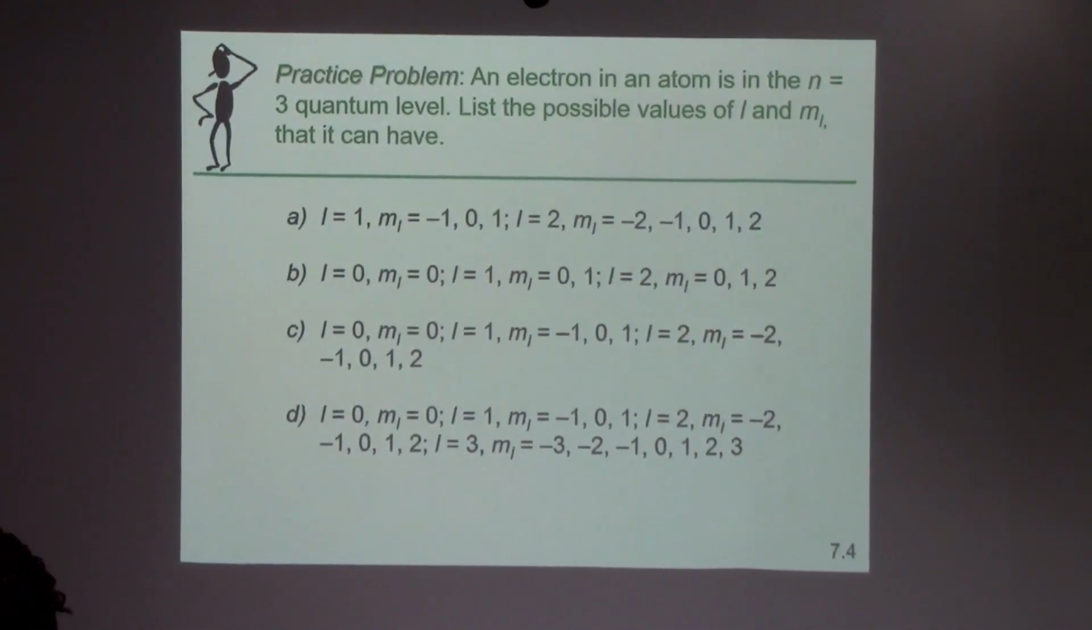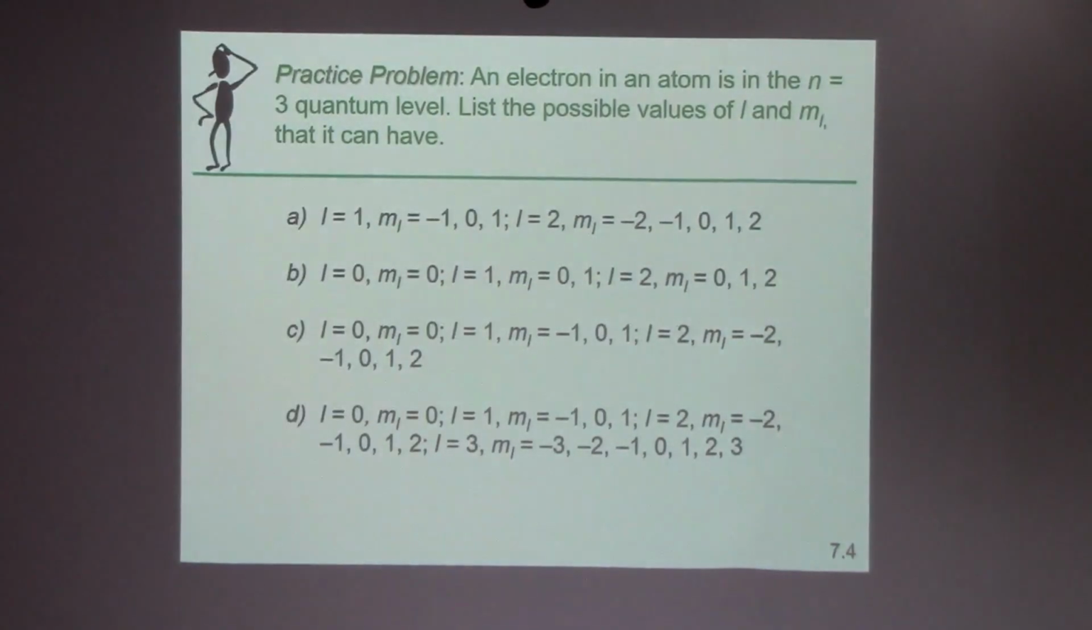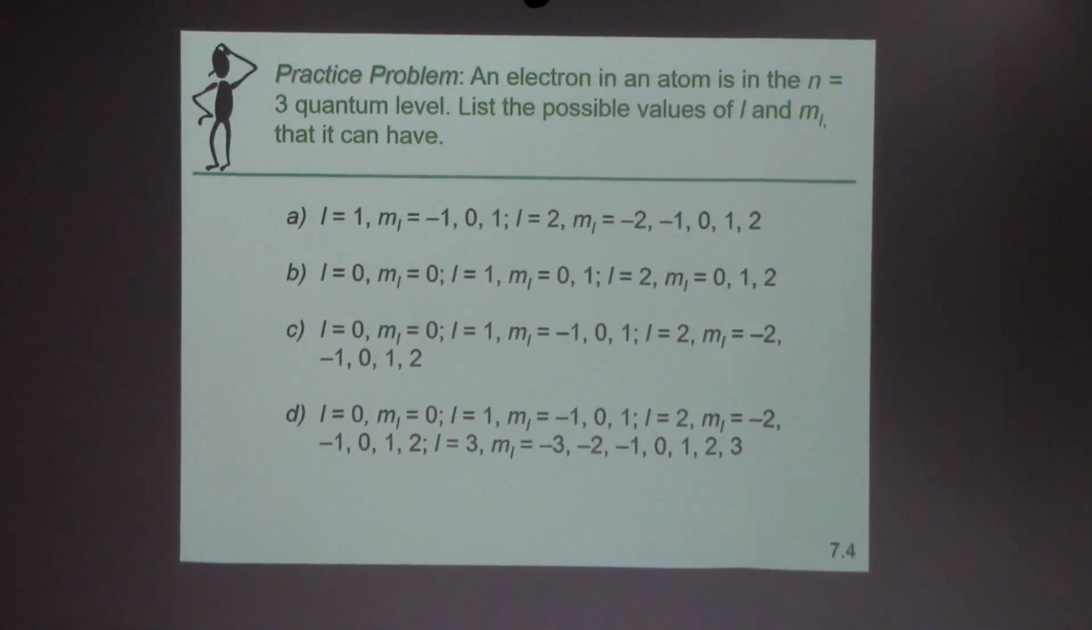So here's a problem for you. There's an electron in an atom in the n equals 3 quantum level. List the possible values of l and ml that it can have. Take a look at this and tell me the answer. If n equals 3, the possible values of l are 0, 1, and 2. If l equals 0, the value of ml will be 0. If l equals 1, the values of ml will be -1, 0, and 1. If l equals 2, the values of ml are -2, -1, 0, 1, and 2. So the answer is C.